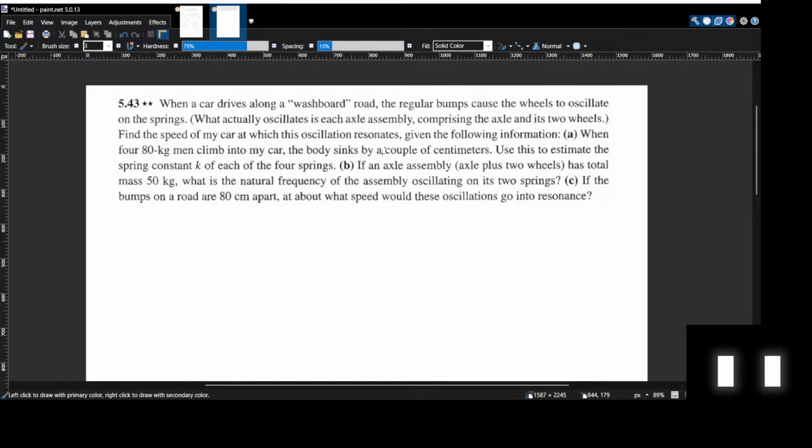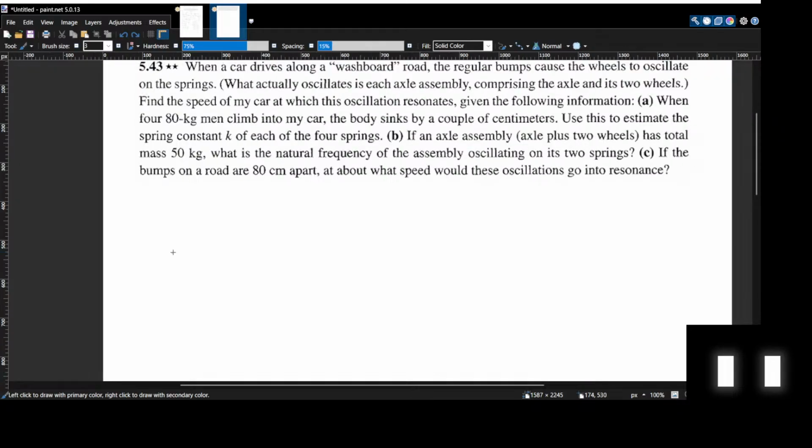I understand all of the information here, but what I'm struggling to understand a little bit is this statement: the body sinks by a couple of centimeters. The phrase 'a couple of centimeters' is really difficult because we don't know exactly how much, so it could be a little difficult to approximate. Okay, you know what? Let's give it a try.